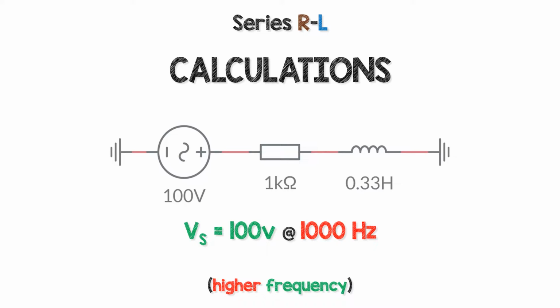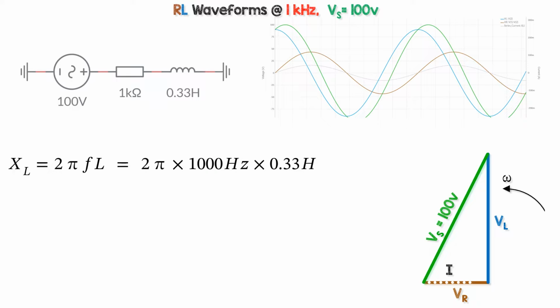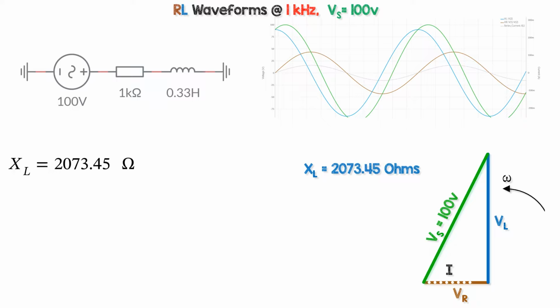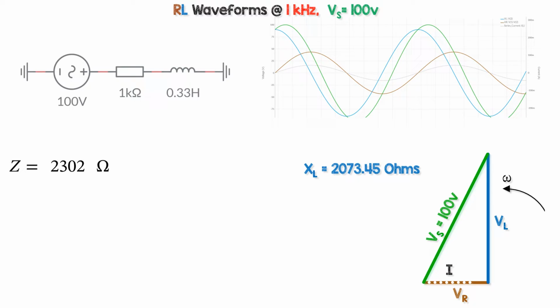Let's do the same calculations at 1 kHz. First we need to find the inductive reactance, XL. That comes out at just over 2 kilo ohms, 2073.45 ohms. Now we can find the circuit impedance, which is the mixture of resistance and inductive reactance. So the impedance of this circuit is 2302 ohms.